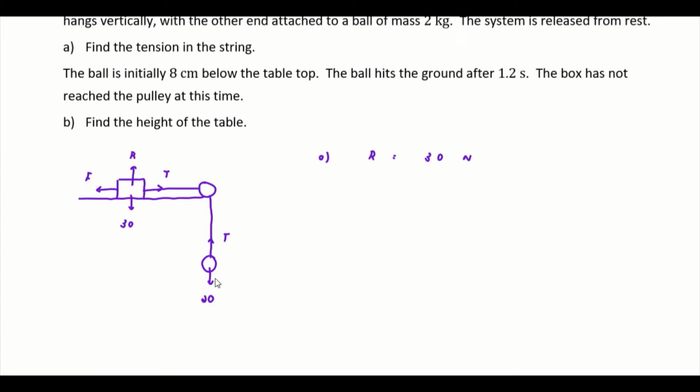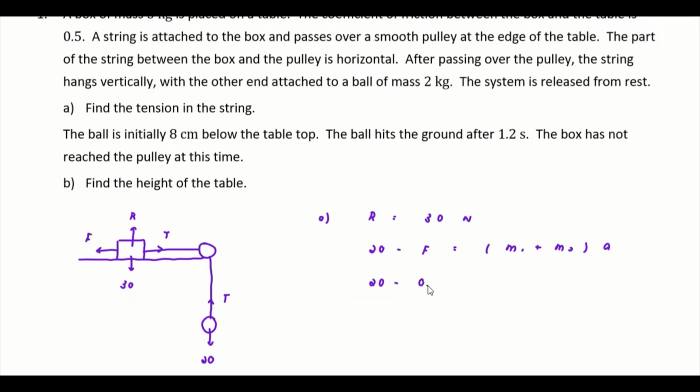So by looking at them as a combined system, the net force is 20, then minus off the frictional force here, and it will be equal to the total mass multiplied by the acceleration. So 20 minus mu is 0.5, normal reaction is 30, equal to mass 1, mass 2 is 2 kg, plus 3 kg, and acceleration. Okay, so from here we can solve that 5a is equal to 5, and that gives us a is 1 meter per second square.